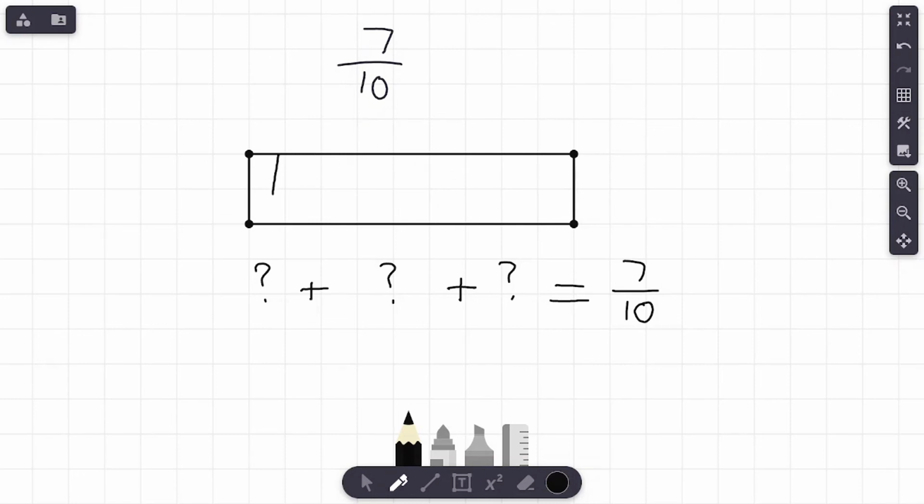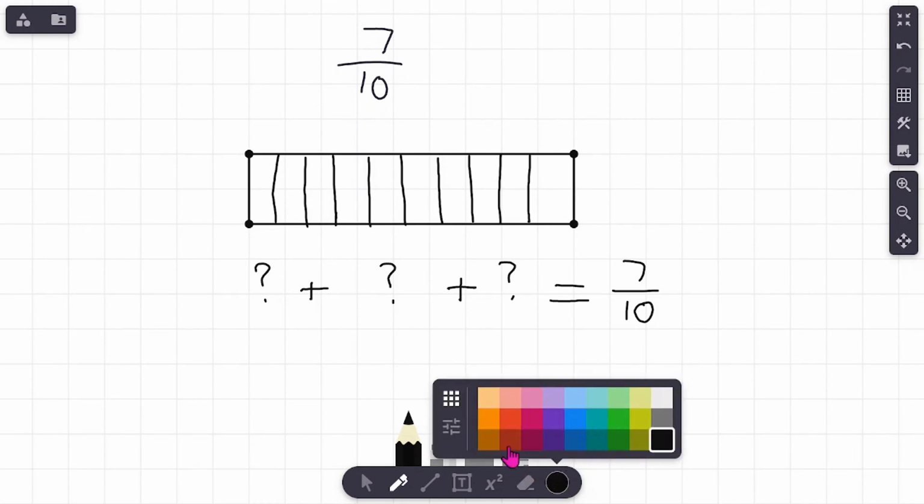So let me see how I do here. There's 1, 2, 3, 4, 5, 6, 7, 8, 9, and 10. Dang, that's not terrible. Those are some crooked lines, but y'all are always very kind to me, and I always appreciate it. All right, so first things first, I'm going to color this all in.